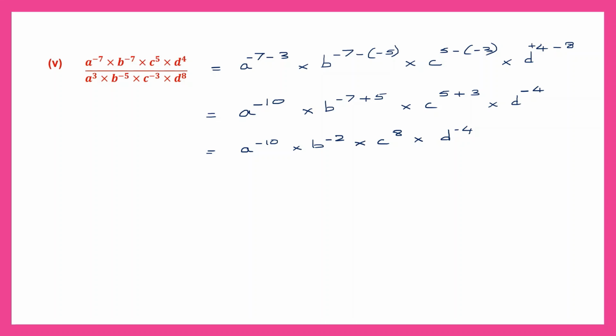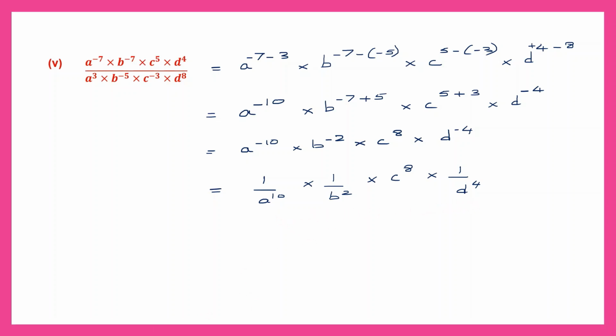So this will be 1 by a to the power of 10 into, again b is minus 2, so 1 by b to the power of 2. When it comes down, it has become positive. Into c to the power of 8, which is already a positive power, so we'll write it as c to the power of 8 itself. And this one, d to the power of minus 4, will be 1 by d to the power of 4. So now everything has become positive, isn't it?